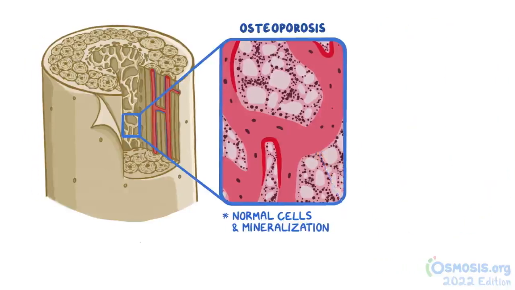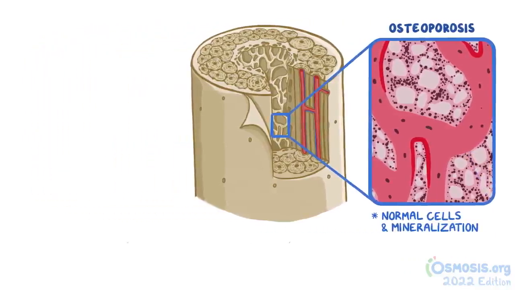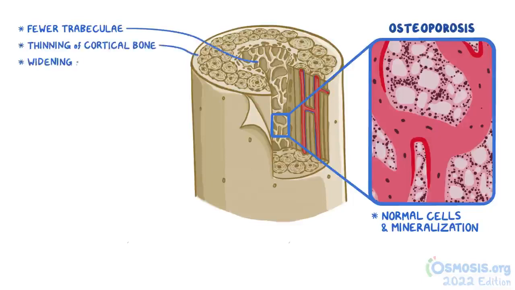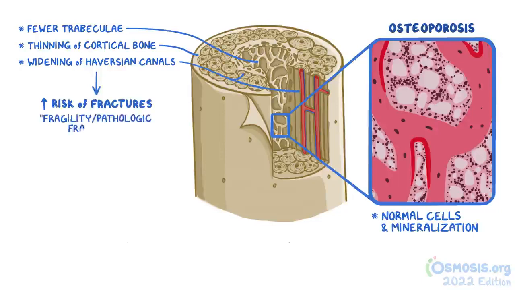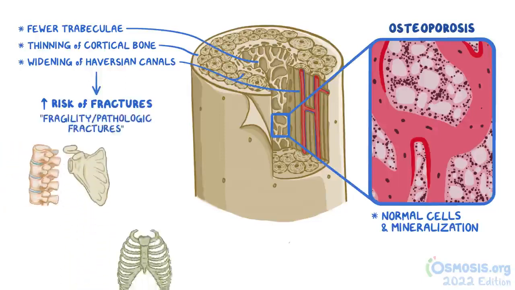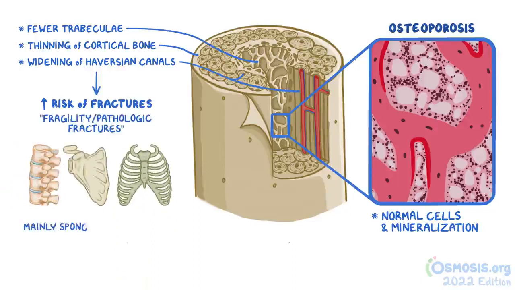So with osteoporosis, abnormal findings include fewer trabeculi in the spongy bone and thinning of the cortical bone, as well as the widening of the haversian canals. These bone changes increase the risk of fracture, and they're known as fragility or pathologic fractures. Some bones, like the vertebrae, shoulder blades, and ribs, consist mainly of spongy bone, so they're at great risk of fragility fractures.